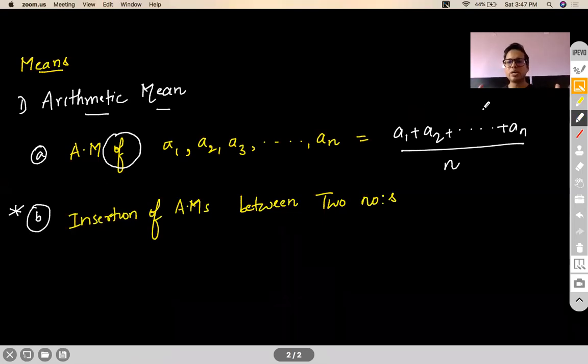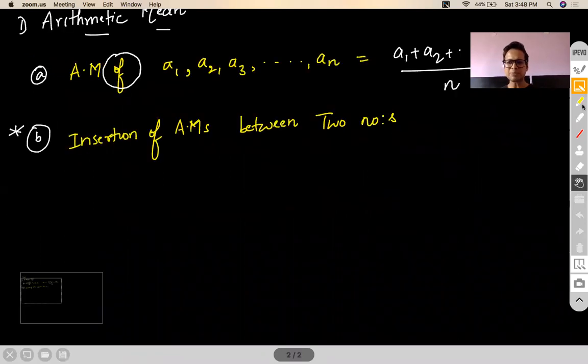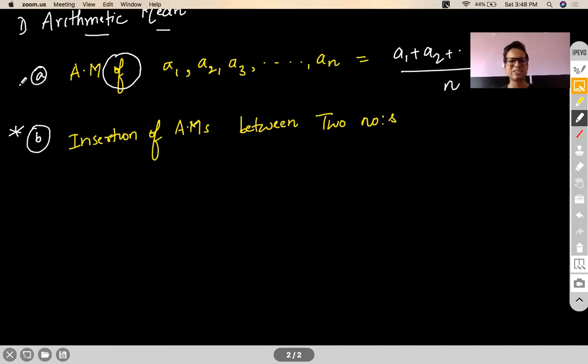Here we are going to learn how to insert 1, 2, 3, 4 or n number of arithmetic means between two numbers. These two numbers will be given to you and the question setter will ask you to insert, let's say, 5 arithmetic means or 10 arithmetic means or whatever, depending upon the question setter. This part is of importance to us because the first part is already done in statistics. Nobody is going to bother asking you these questions.